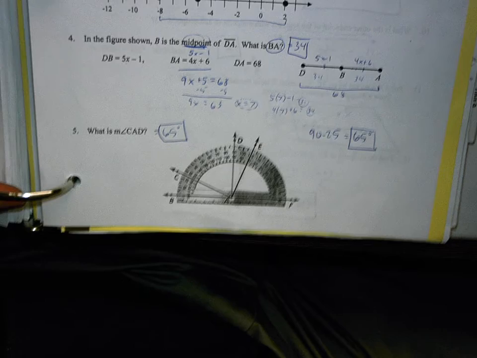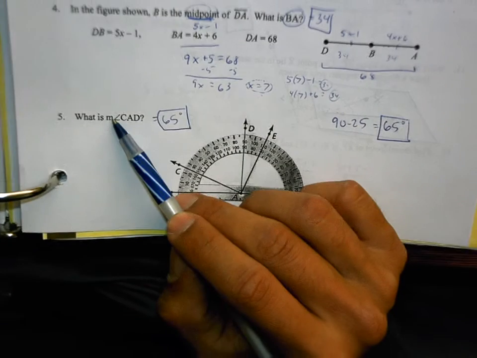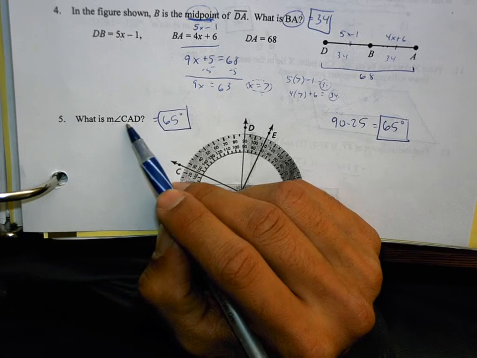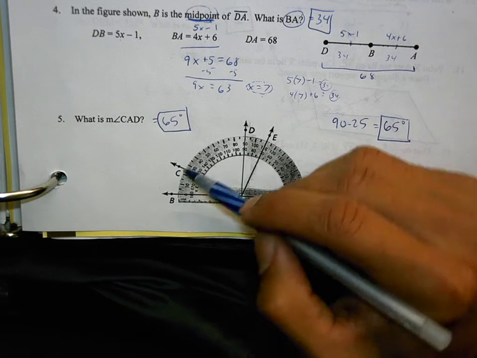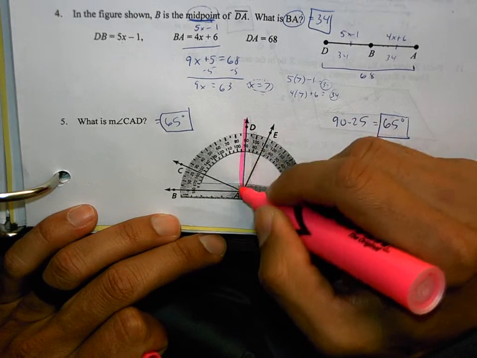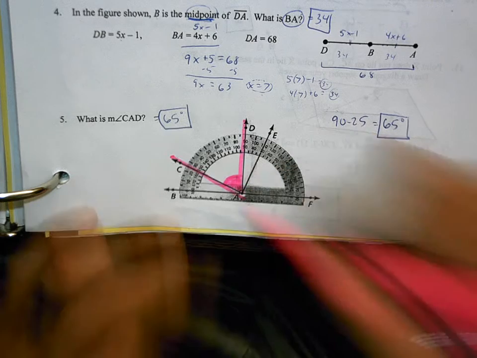Number 5. When I look at number 5, it says, what is the measure? That's what the little m stands for. What is the measure of angle CAD? So CAD, I'm going to highlight it. Looks like this. And we're only talking about this angle right here.